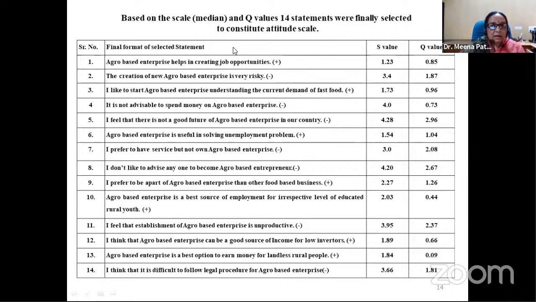So this is the scale to measure attitude towards agro-based enterprise, but whether it is reliable or not? Because if we are developing a scale, but it is not reliable, then we can't use this scale. We have calculated the scale value and Q value for the statements. But if it is not reliable, it can't measure consistently with the same result. So we can't use this scale for the measurement of attitude towards agro-based enterprise. So let us see how we can calculate reliability.